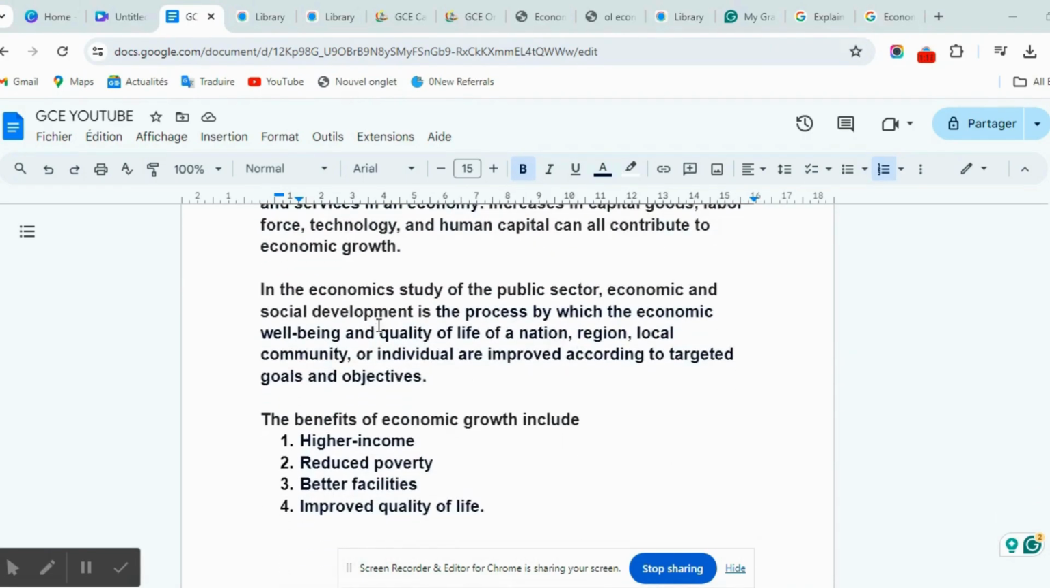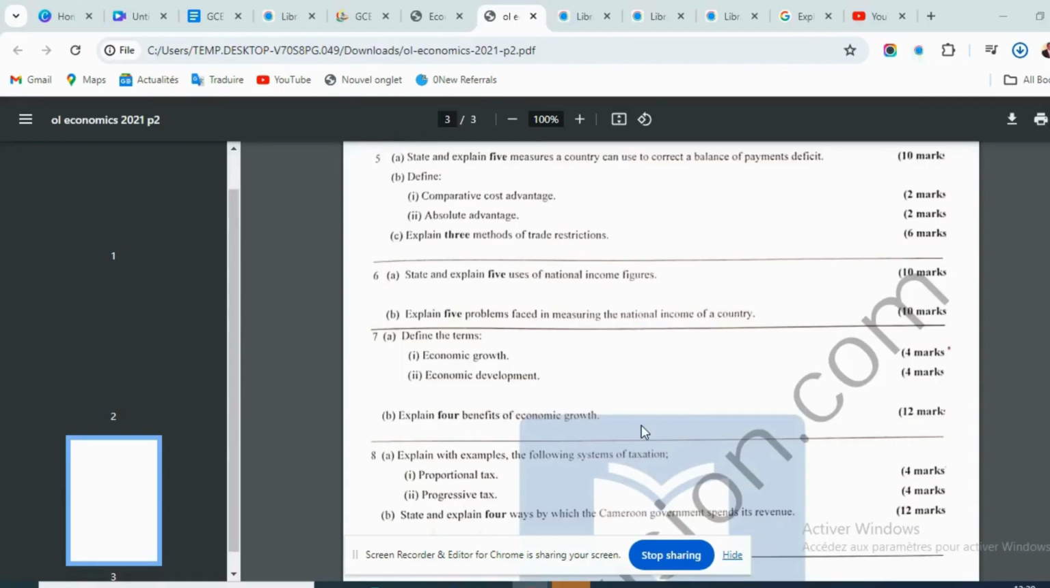Okay, so that is it about this last question, the 5th question that we've answered in this paper 2. 7. Define the terms economic growth, economic development. B. Explain 4 benefits of economic growth.